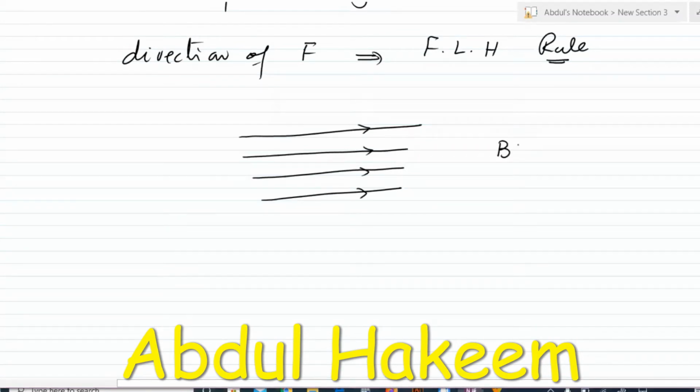It is represented by B and unit Tesla. Now this wire is placed inside this magnetic field, and suppose this is the direction of the current. Now, according to Fleming's left-hand rule, the force is into the page, according to Fleming's left-hand rule.